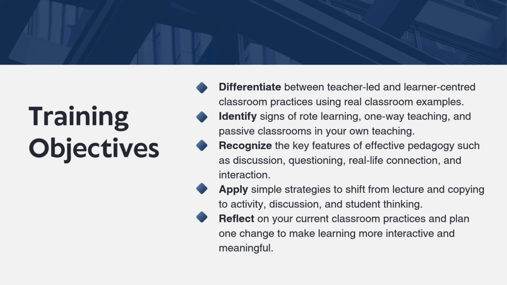Identify signs of rote learning, one-way teaching, and passive classrooms in your own teaching. Recognize the key features of effective pedagogy such as discussion, questioning, real-life connection, and interaction. Apply simple strategies to shift from lecture and copying to activity, discussion, and student thinking. And reflect on your own current classroom practices and plan one change to make learning more interactive and meaningful.